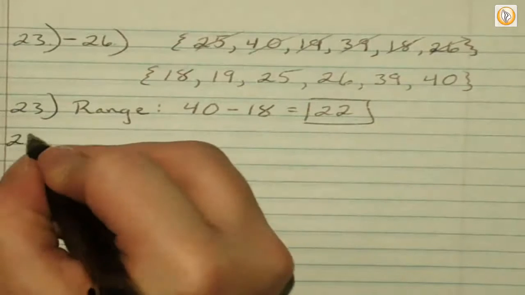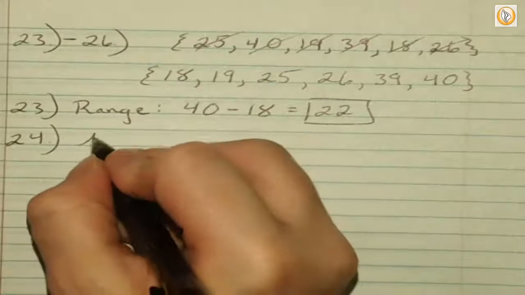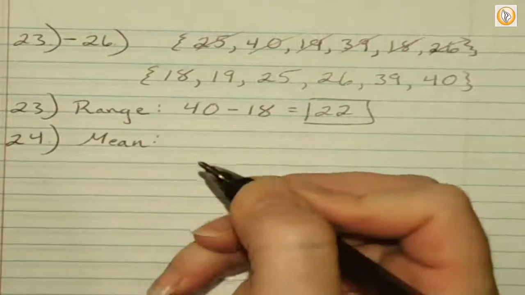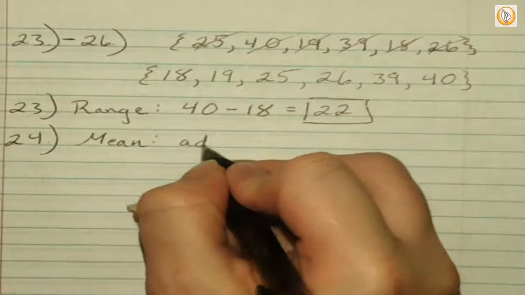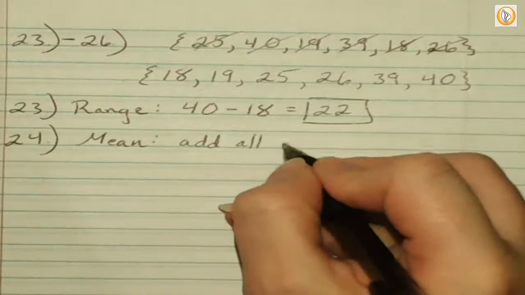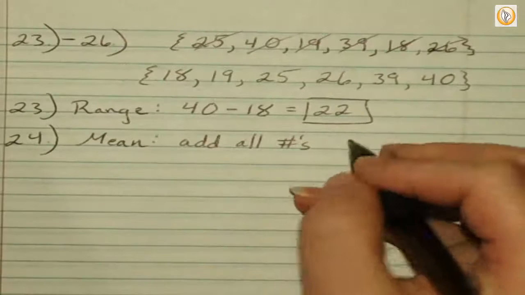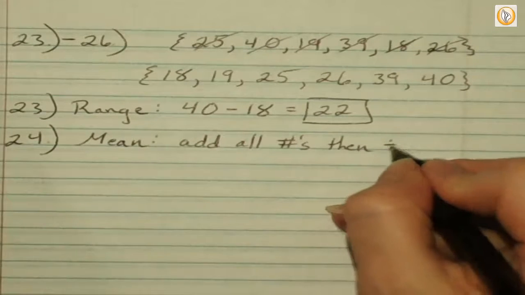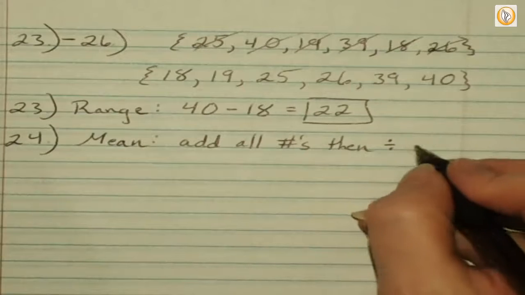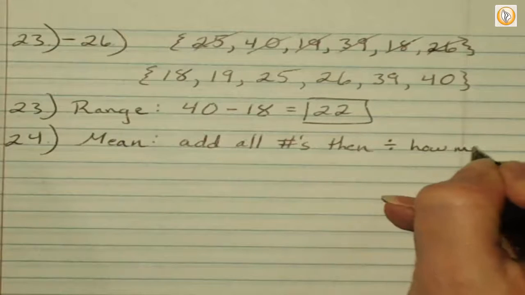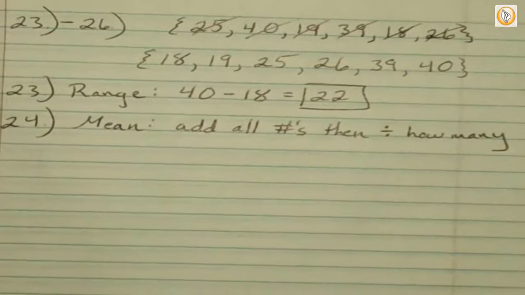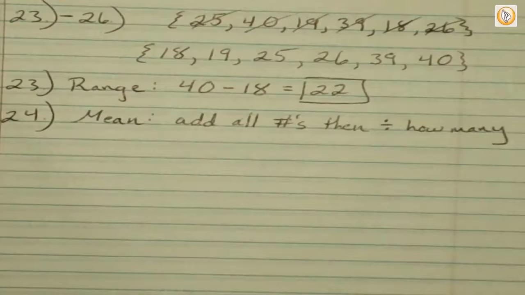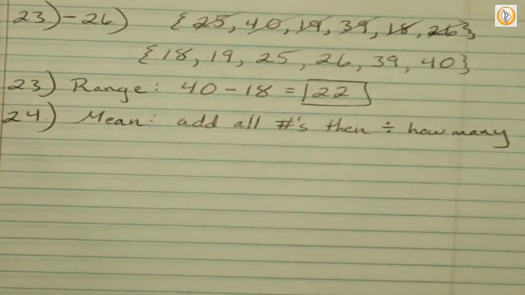All right, 24. Mean. Remember, you're going to add all numbers. Yes, I'm writing this down because it's your notes. You don't have to write it down every time you do your homework. Then divide by how many. Add all numbers, then divide by how many. So let's see. Raise your hand if you've already added all the numbers.